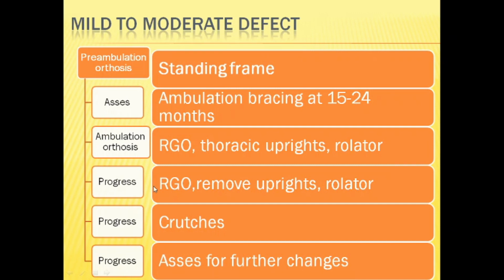For the progression, if the child's trunk gains stability and proper strength, you can remove the thoracic upright, right? So it is RGO with rollators. Now next is weaning of the rollator and using the crutches, and choose the lower limb orthosis according to the child's requirement, either RGO or HKFO.